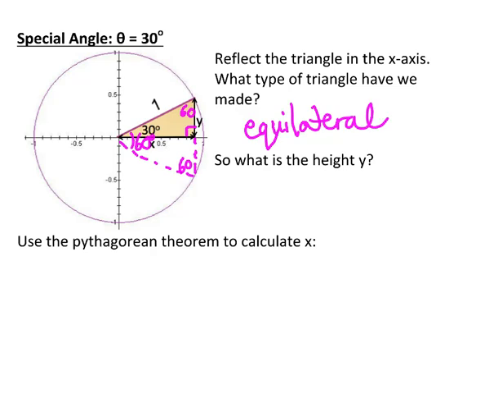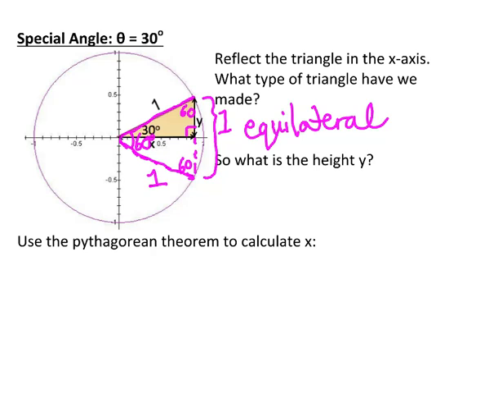And equilateral triangles are really handy because all the sides are equal. So if all the angles are equal, they're all equal to the 60 degrees, then all the sides will be the same length. This one I know is a length of 1 because it's just the radius of the unit circle. This one is also a length of 1, also because it's the radius of the unit circle, but also because all sides are the same length. And because all sides are the same length, this side here must also be a length of 1.